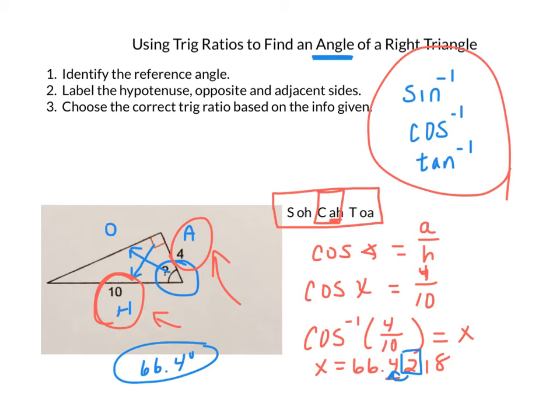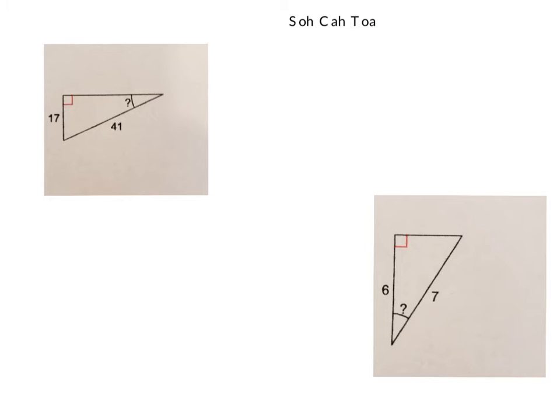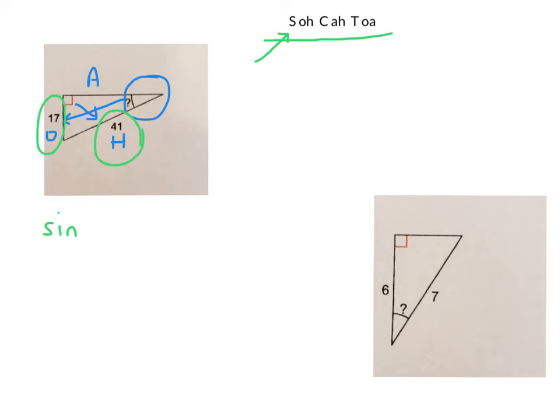All right, let's take a look at another one. For this top triangle here, first step is we're going to identify the reference angle. Second step is we label the hypotenuse and the opposite and the adjacent. And the third step is we need to figure out which trig function is appropriate to use here. We were given the hypotenuse of 41 and the opposite of 17. So if we go up here to our mnemonic device, which one of these uses O and H? You can see right off the bat, it's sine. So again, what you might want to do is write out the equation for sine.